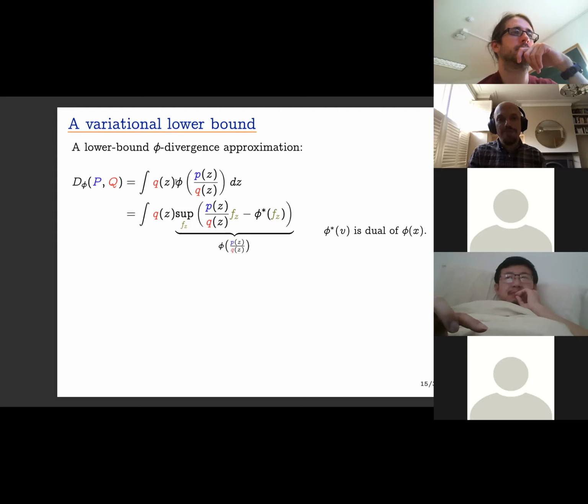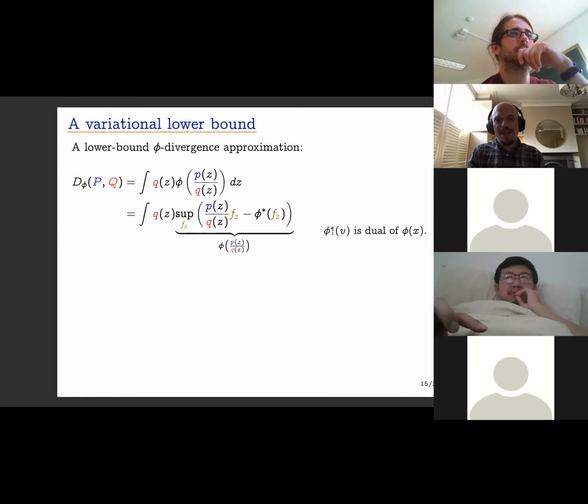Now I'm going to replace phi with this optimization problem. So for every value z at which I'm evaluating my function, phi of p(z) on q(z), I'm going to solve a different f(z). So for every value z, I need to solve a different optimization problem. And if I do that, I get back my original function. So this is just the result from the previous slide. And this phi star is the dual function of phi of x. Okay, so far I've done nothing, right? I've replaced the function with the same function.